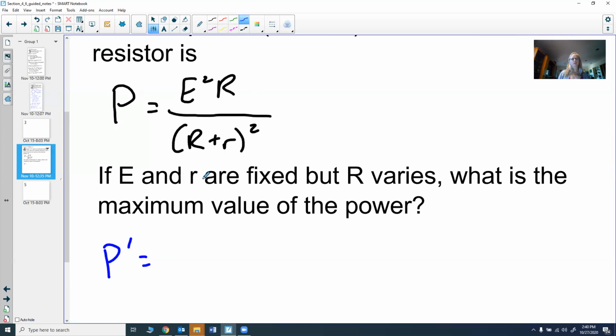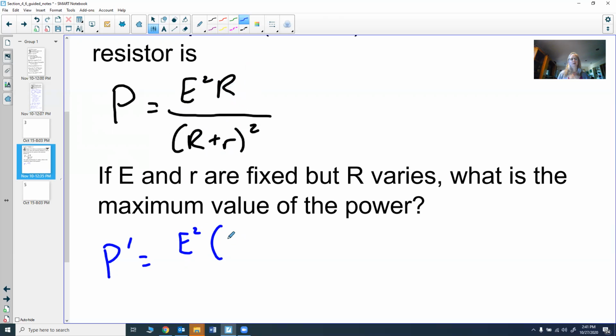So this is a quotient, so I'm going to use the quotient rule. Remember, E is constant, little r is constant, big R is what's my variable. So E squared is just a constant. So it's E squared times R. The derivative of E squared times R is just E squared because the derivative of R is 1.